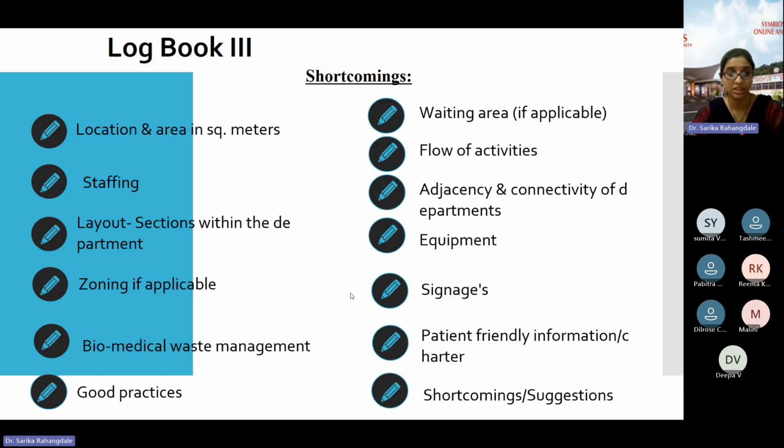And just now, earlier, we talked about shortcomings. If you find the waiting area is very small, or drinking water facility is not available, then you can mention it as a shortcoming.